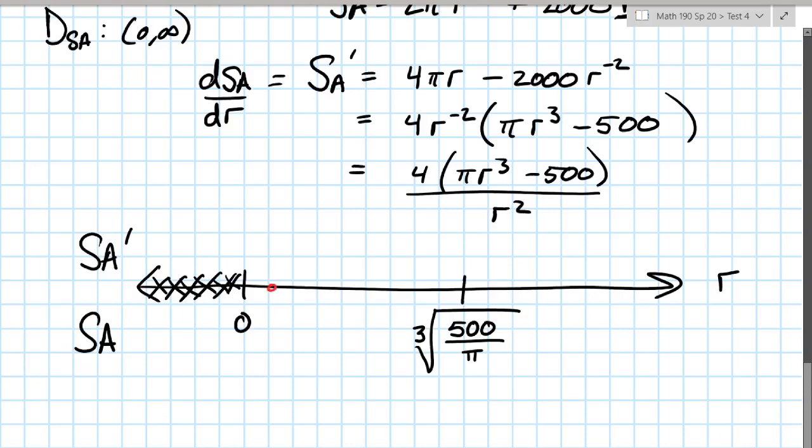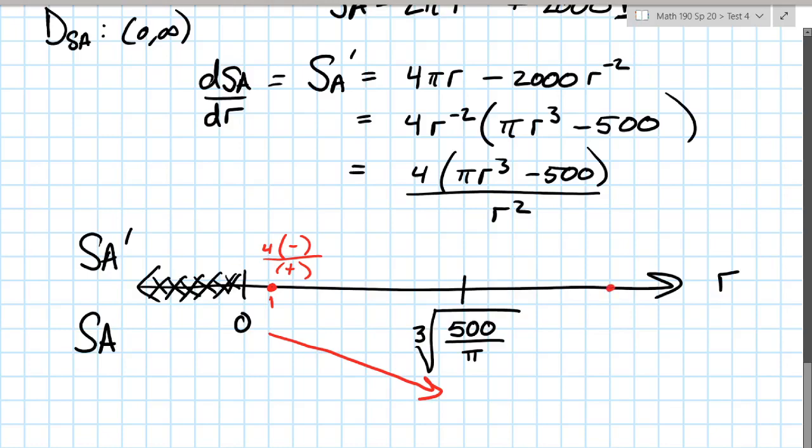Taking a test value a little bit larger than 0, if I use 1 as a test value, we see we've got 4 times a negative number divided by a positive number is a negative number. So we have a decreasing function here.